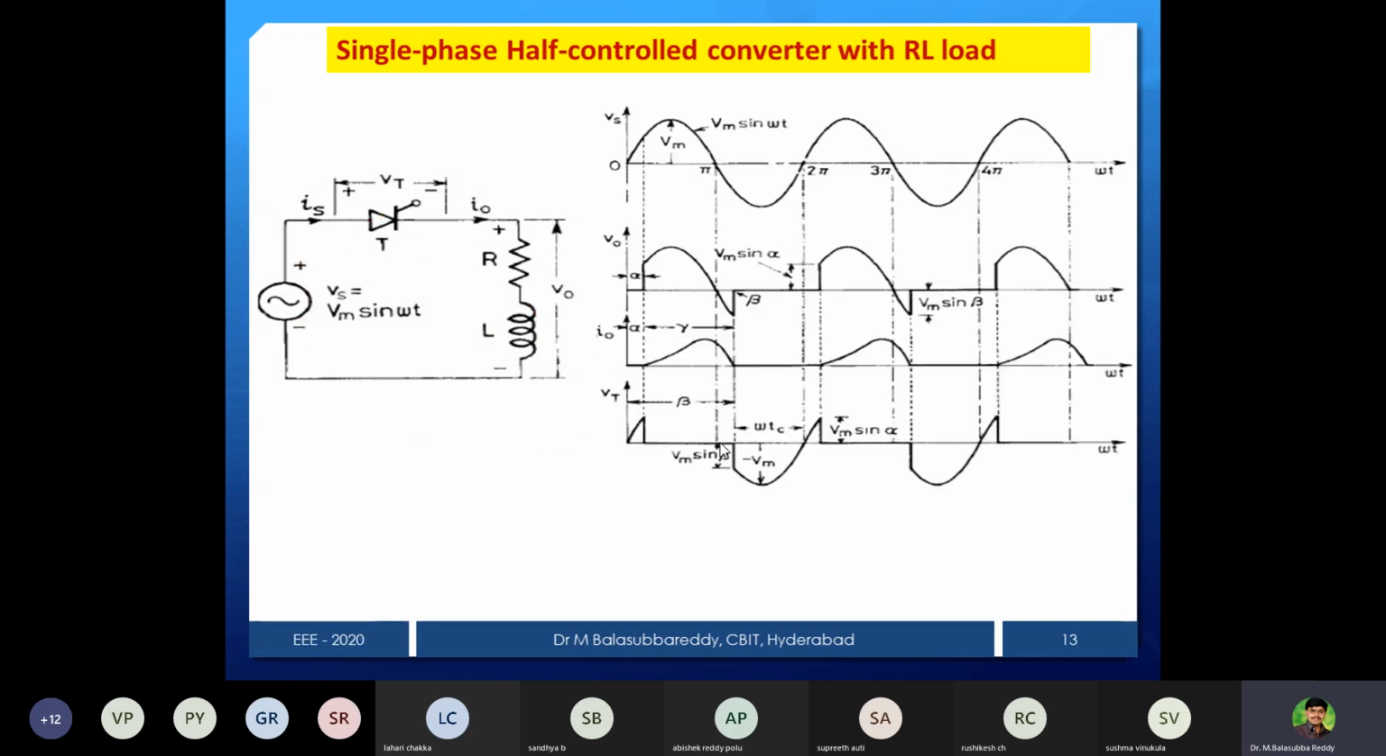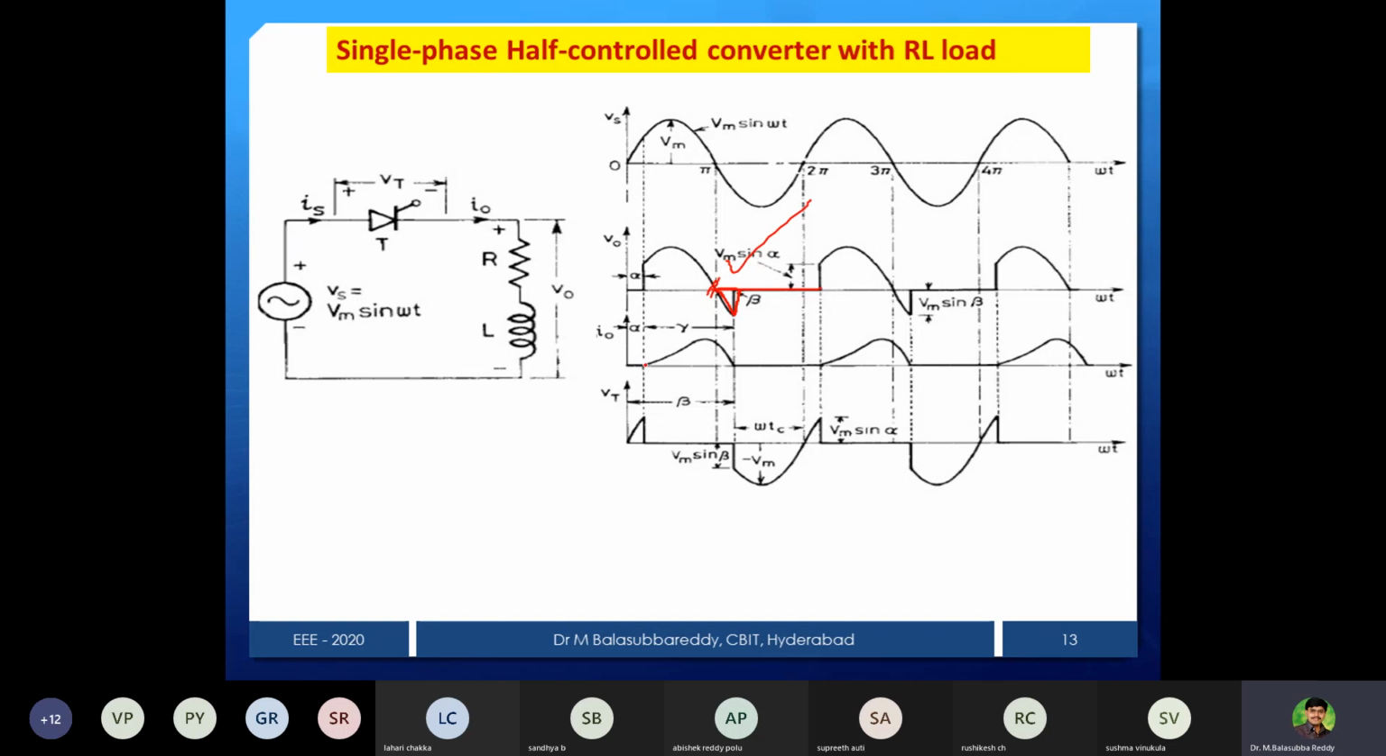Now we'll see the waveform. Now notice the previous waveform and this waveform. Only one difference in the circuit. Here you add the L, and in this case, the output waveform, earlier this will be 0 like this, because it turns off at pi, but now it will continue to conduct up to beta. This is the only difference in the output voltage waveform.